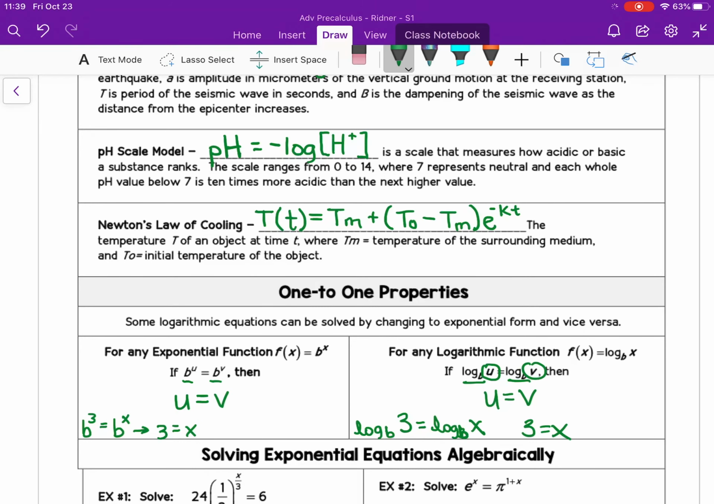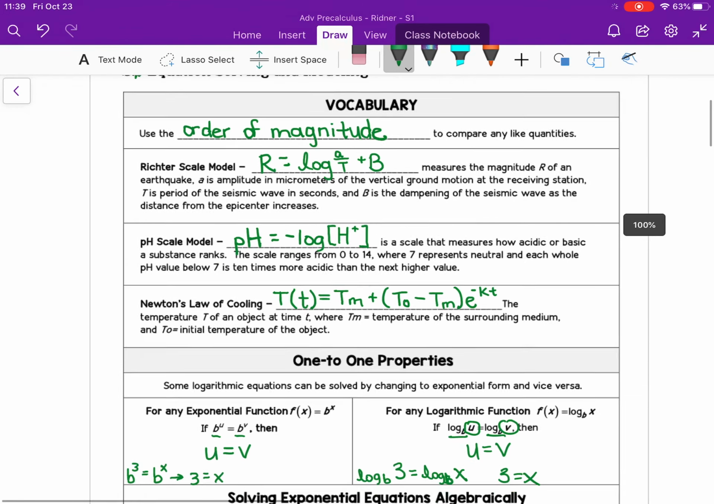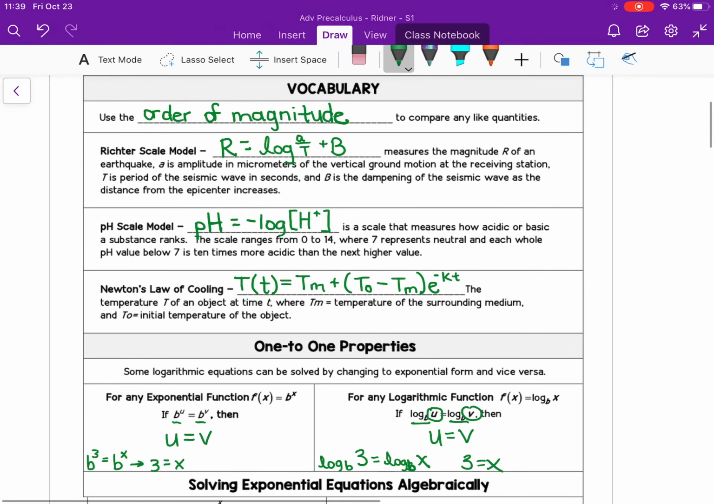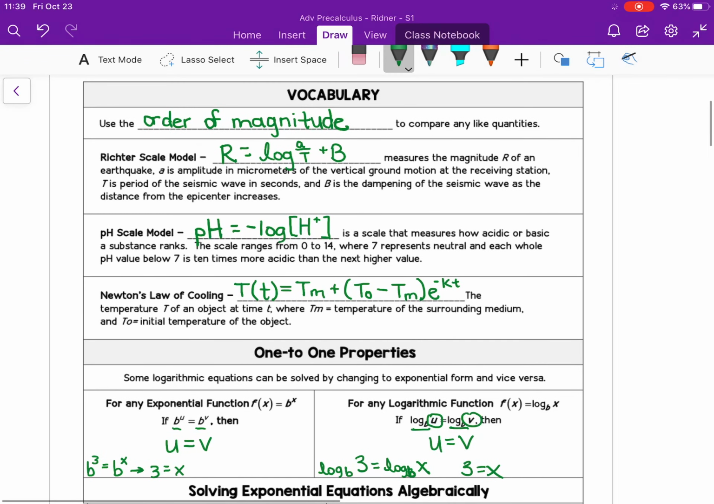So make sure to fill this in on your next page. And that's kind of like for you to keep as your vocab page. And then meet me back at the next video so that we can practice solving equations.